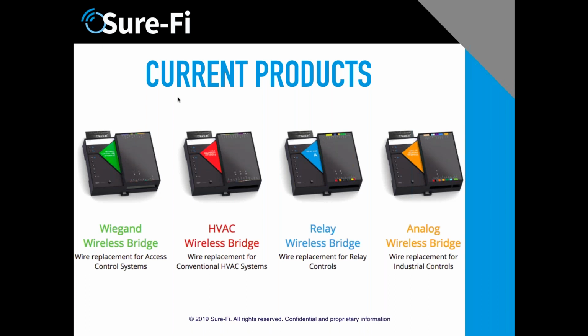And then we have the analog bridge, which does variable controls and sensors: variable milliamp, variable voltage, variable thermistor. And that allows you to open dampers, it allows you to receive sensors in building automation systems or oil and gas applications. So a lot of great things on our current products.